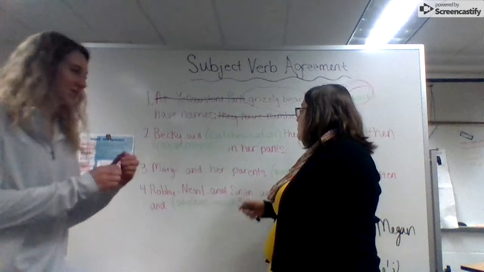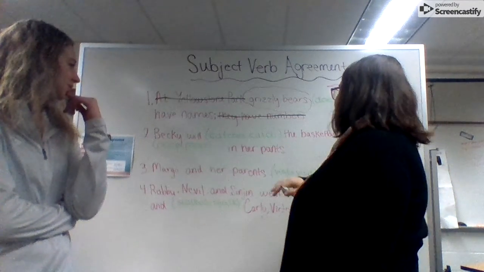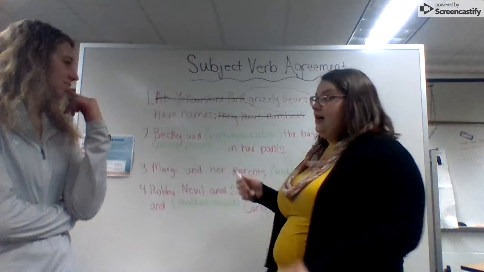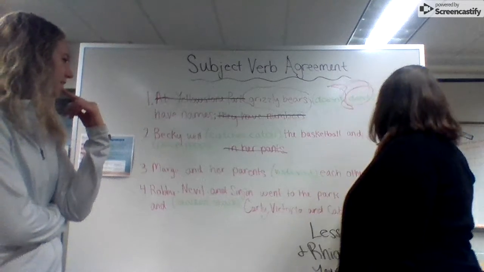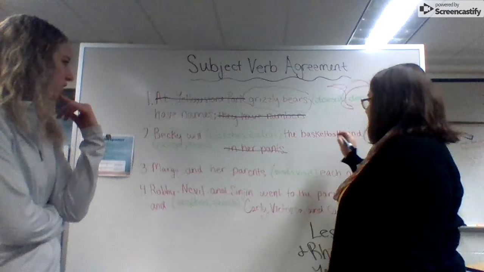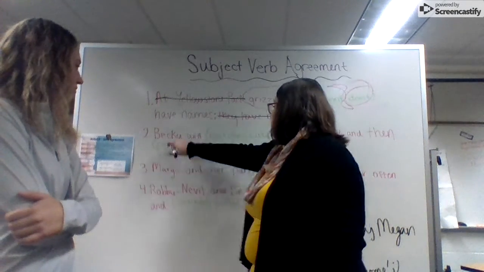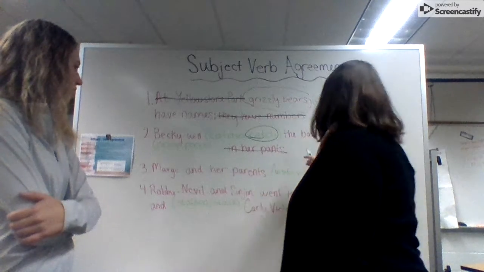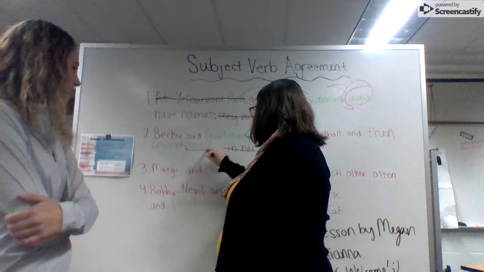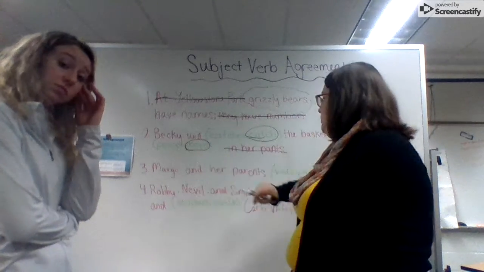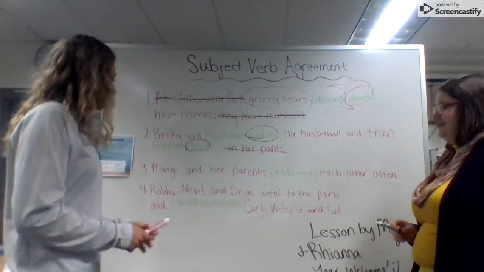Next sentence, Becky will catches the basketball and then poop her pants. An easy way to dumb this down, cross out in her pants, and that's it. Becky will catch, because Becky's singular, the basketball, and then poop or poops. It's poops, because she's one person and she's pooping in her pants. All right, nice.